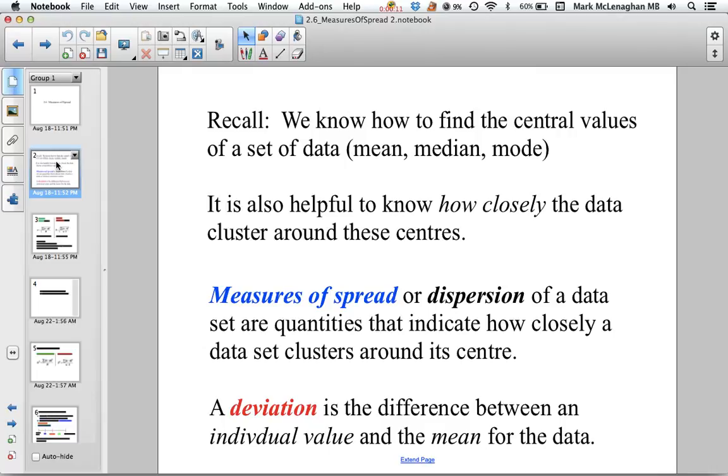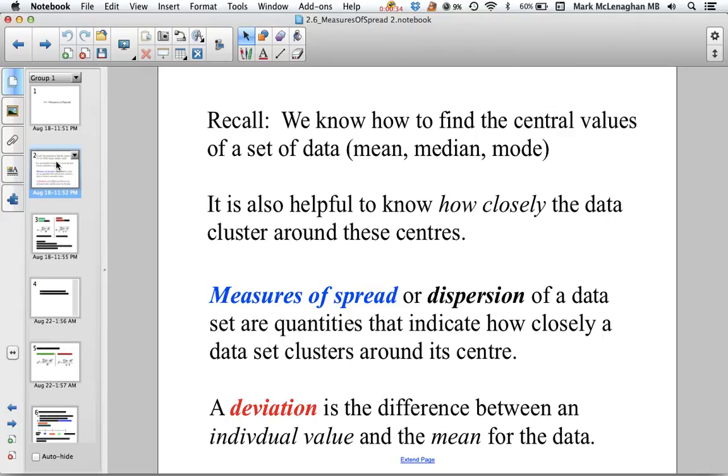So remember, last time we talked about the mean, median, and mode of a set of data. Those three together are what we normally refer to as average. Mean is the sum of all the values divided by the number of values. Median is the middlemost value, and mode is the most frequent value. So that tells us how closely things cluster around the middle.